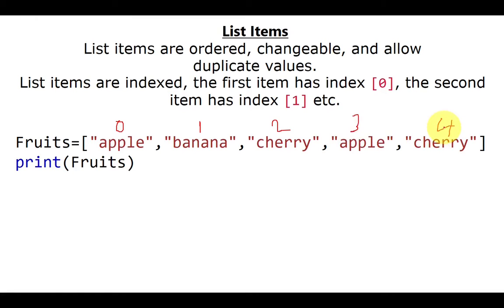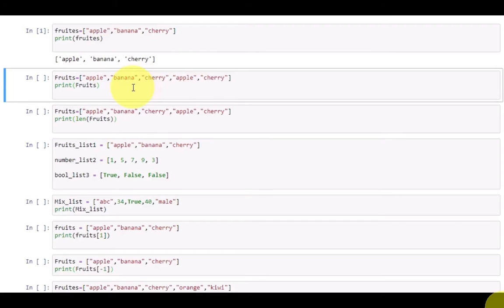With the index number, you can pick specific values that you want from a list. In our second example, we have apple, banana, cherry, and we have more values being inserted into our variable fruits. Printing it out.